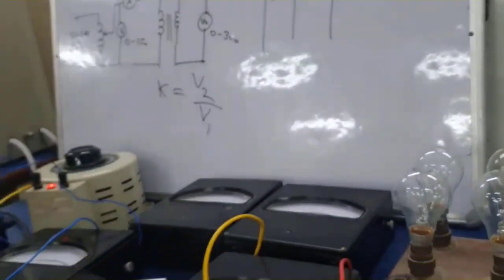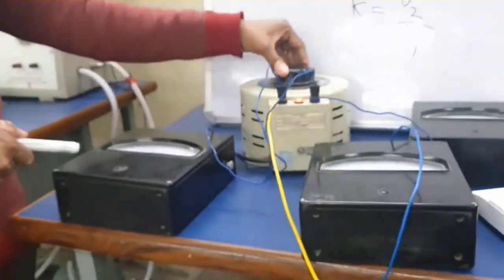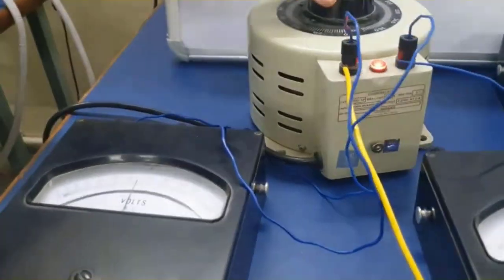Similarly, for taking the second reading, set another primary voltage, like 90.